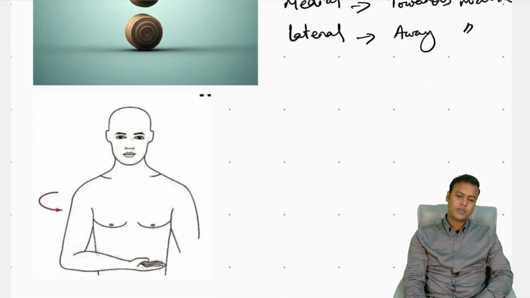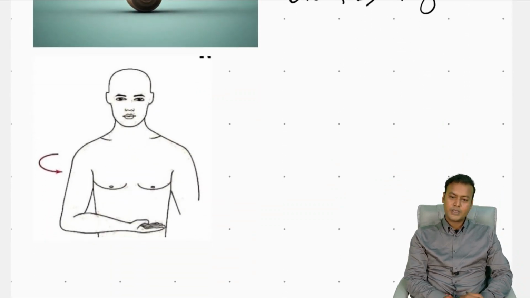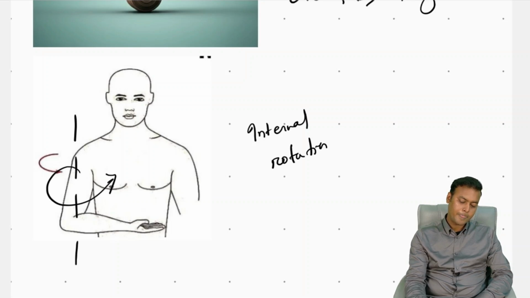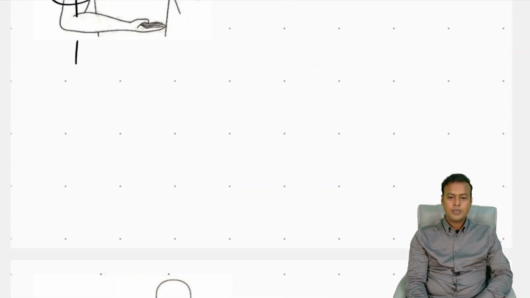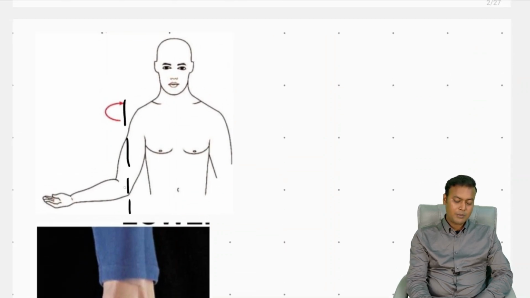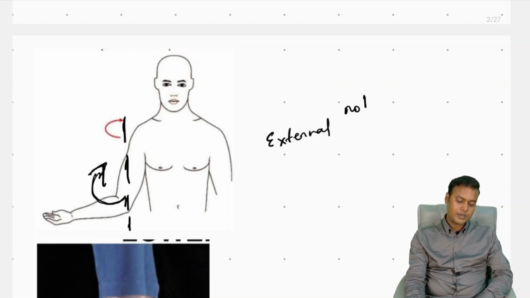Now, here's a quick revision. Students, see what type of movement is being done here. As you can see, this is the axis of the bone and rotation is taking place inwards on the axis. So it is an example of internal rotation. Similarly, you can see here in this image, the forearm has been rotated outside or externally from the midline. So it is the external rotation.